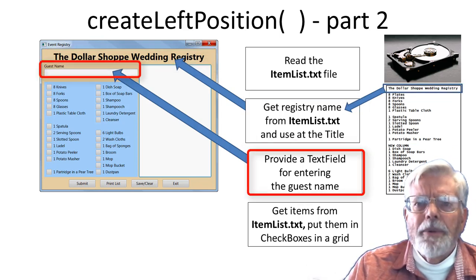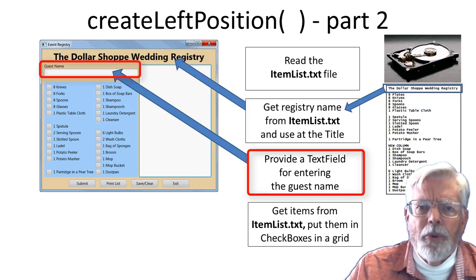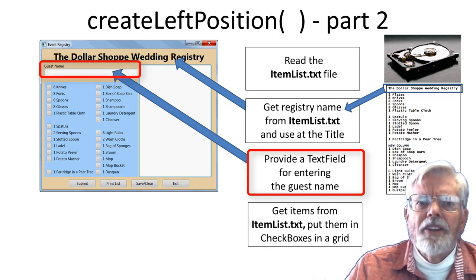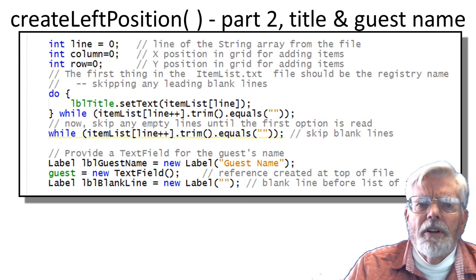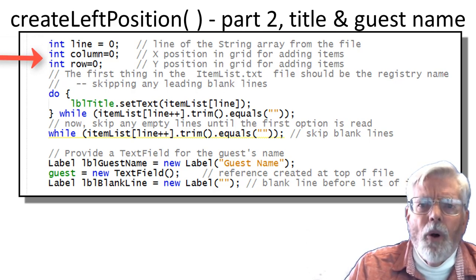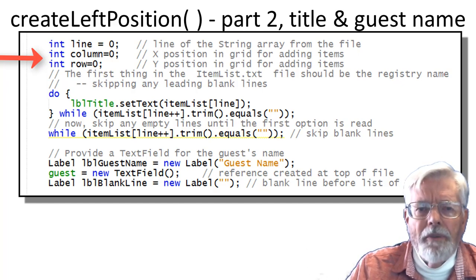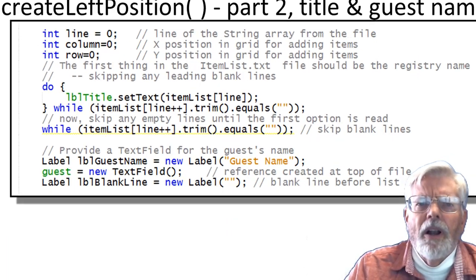The other thing that happens in part 2 of the discussion of the createLeftPosition method is the instantiation of the label and text field for reading the guest name. The variable line is used to index through the itemList array that contains the lines of text from the itemList.txt file. Variables named column and row are used later when building the grid of checkbox options.